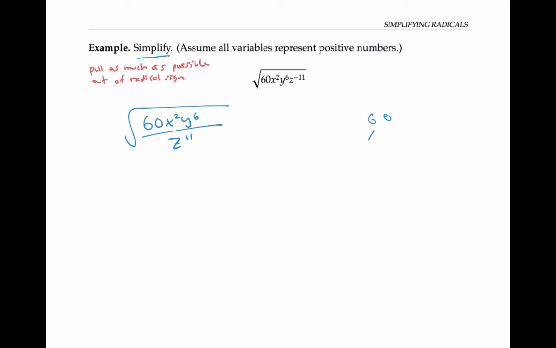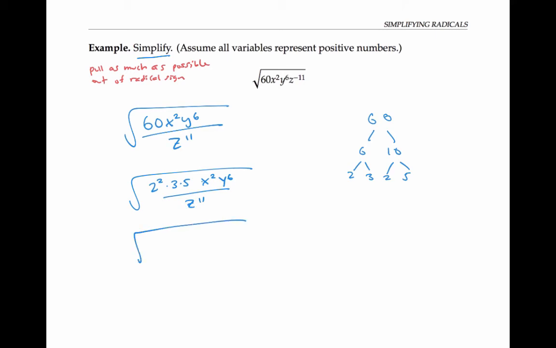First, I'll factor 60. So 60 is going to be 2 squared times 3 times 5. And I'll just copy everything over for now. Now I'll break things up into squares as much as possible. So I've got a 2 squared times 3 times 5. I've already got an x squared.